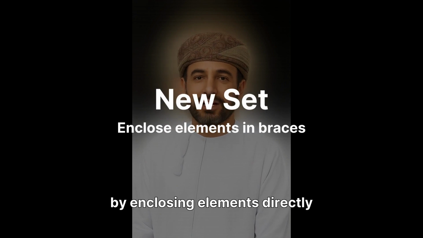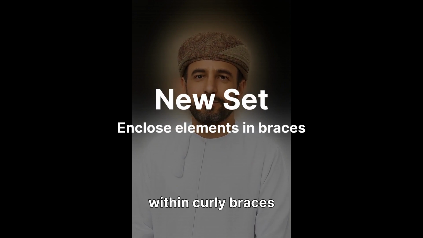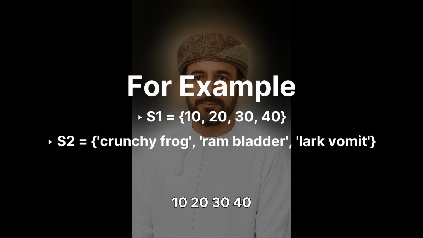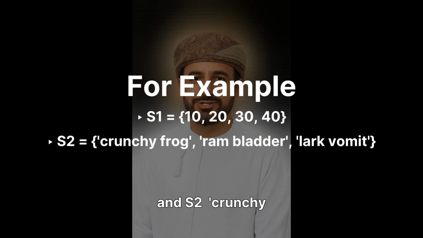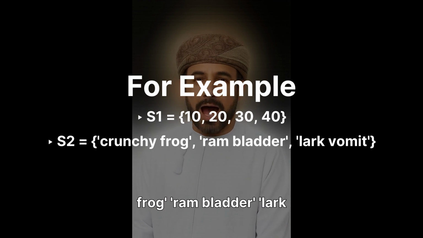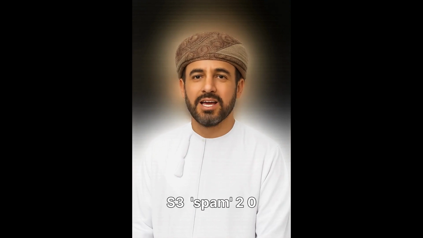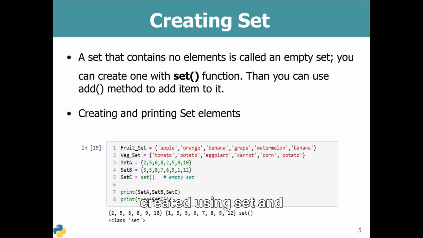Create a new set by enclosing elements directly within curly braces. For example, S1 equals {10, 20, 30, 40}, and S2 equals {crunchy frog, ram bladder, lark vomit}. Set elements can be of different types, like S3 equals {spam, 2.05}. An empty set is created using set(), and items are added with the add method.